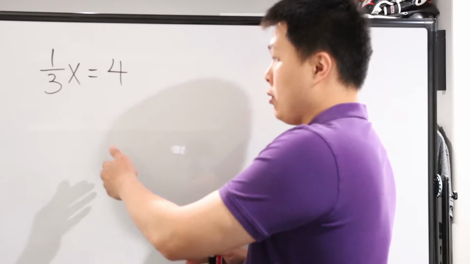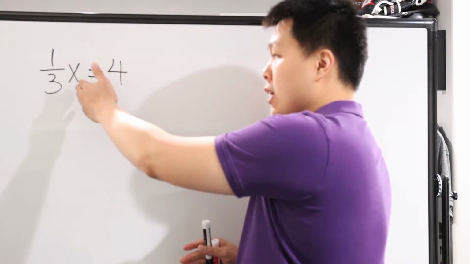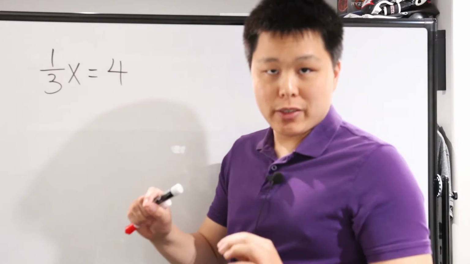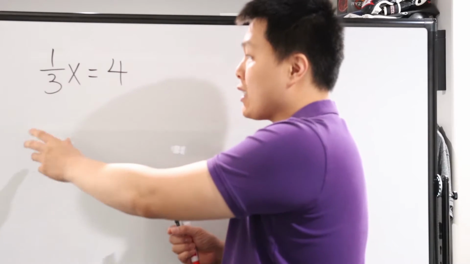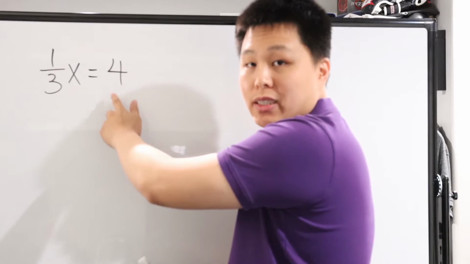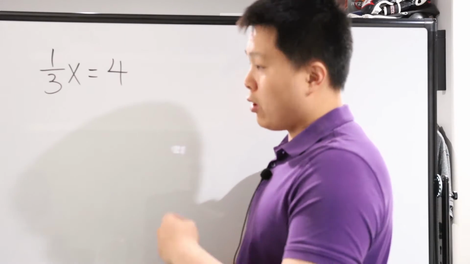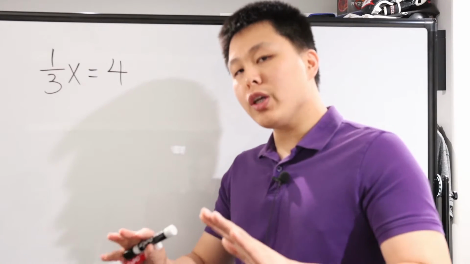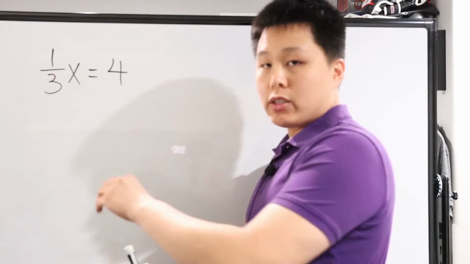Now, the second problem: 1/3 times x equals 4. I specifically emphasized the times because that's exactly what it is: 1/3 times an x equals 4. So this is an example of multiplication. You've got to do the opposite. Remember, we're worried about x. We're doing the opposite.